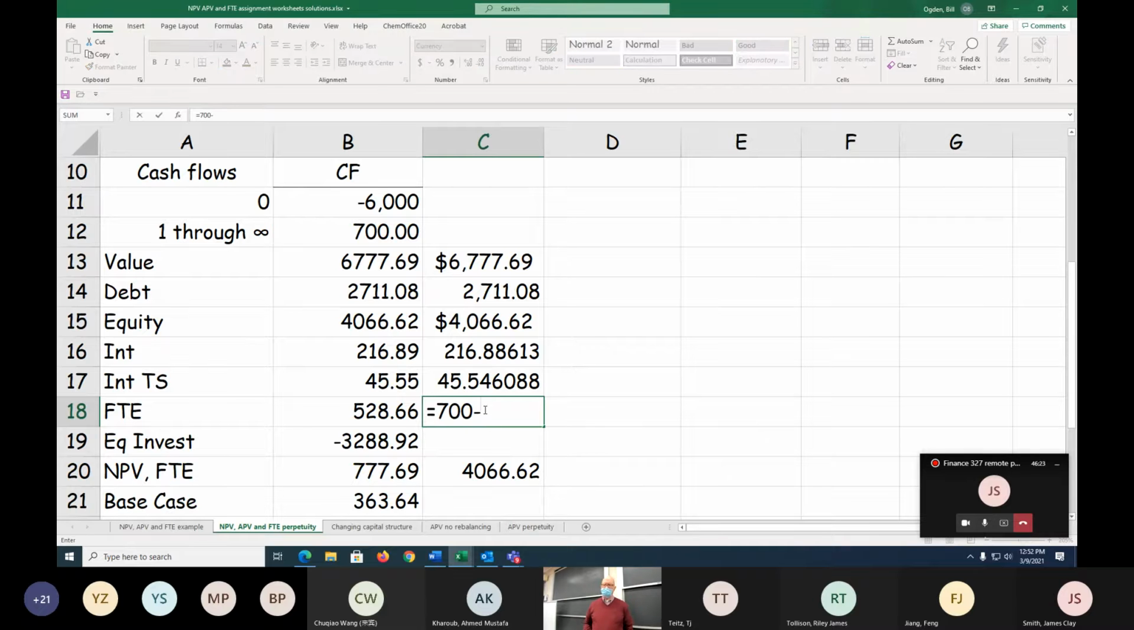Payback, first of all, the debt. What debt do we retire? You don't. This is perpetual debt, so this debt is the same forever. So no debt retired. So minus the interest, plus the interest tax shield.